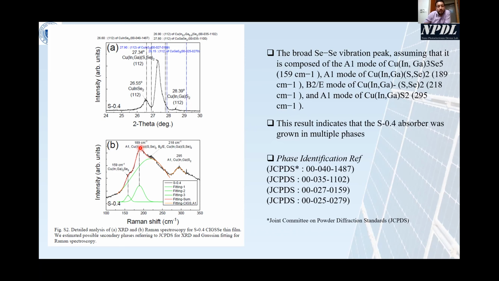Also, if we analyze the high sulfur in Raman, we see that there is not a single Raman phase. There are so many Raman phases appearing on the spectrum, so that is not beneficial for the device. That means the crystalline formation of that absorber was not good, and if it is not good, we cannot expect good device efficiency from such an absorber.